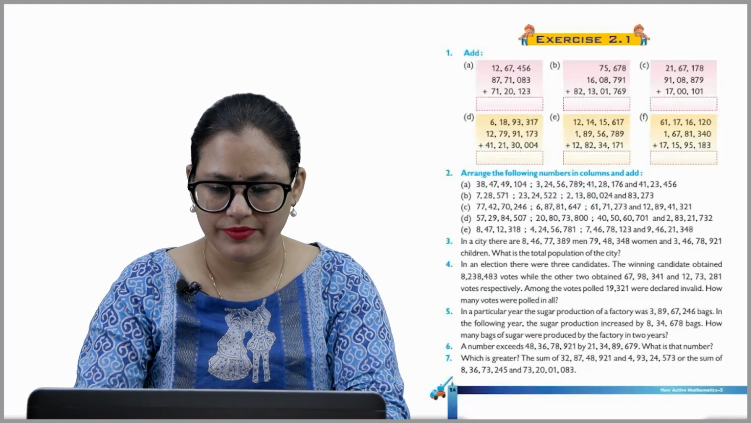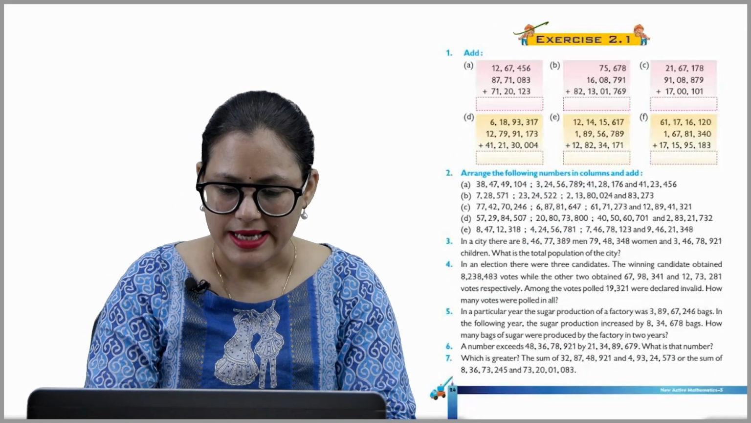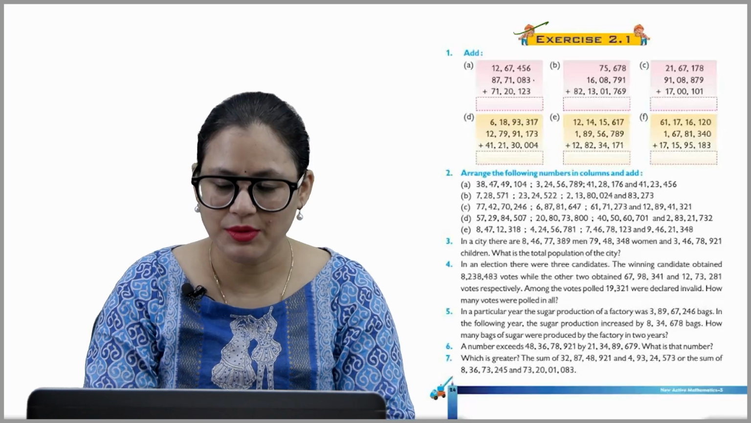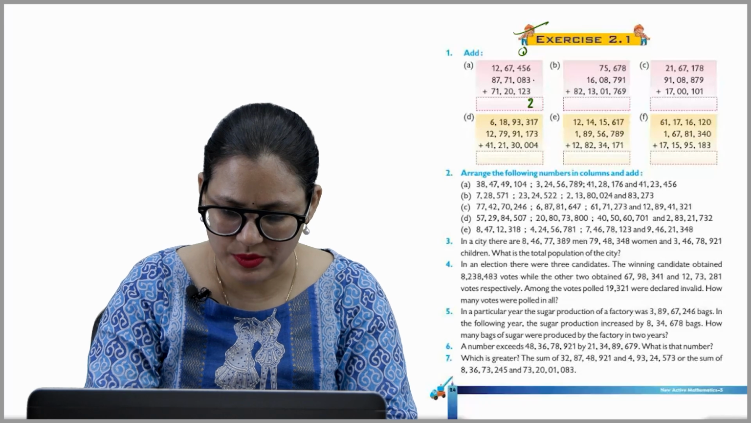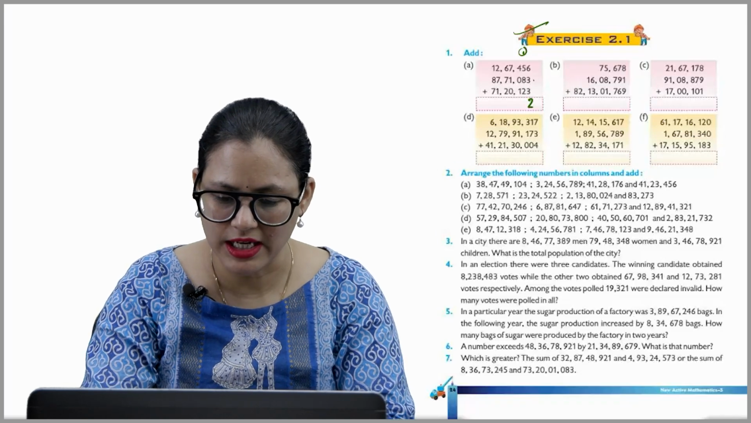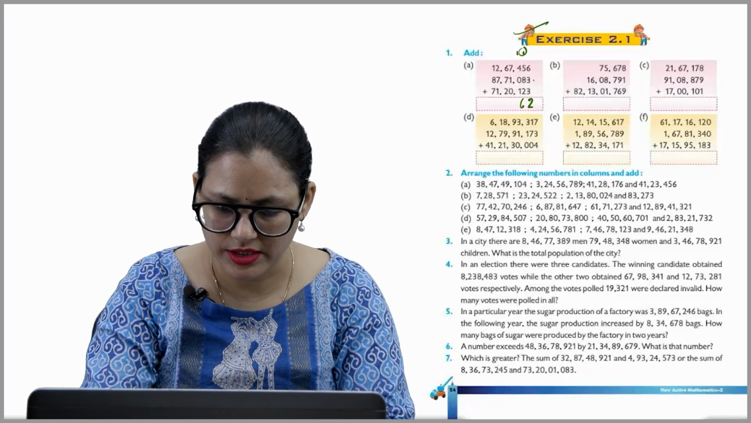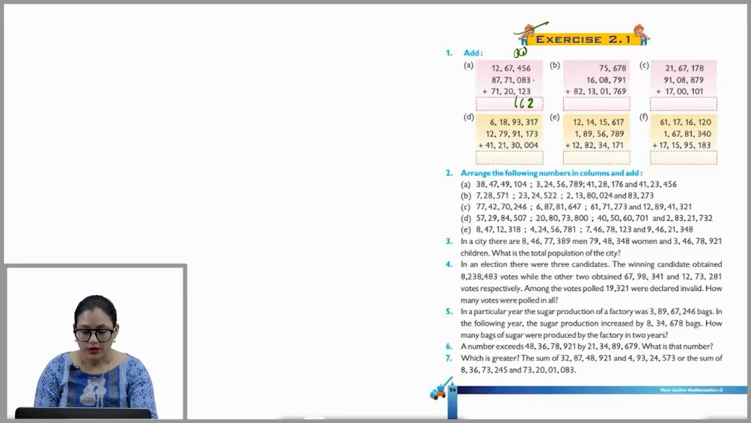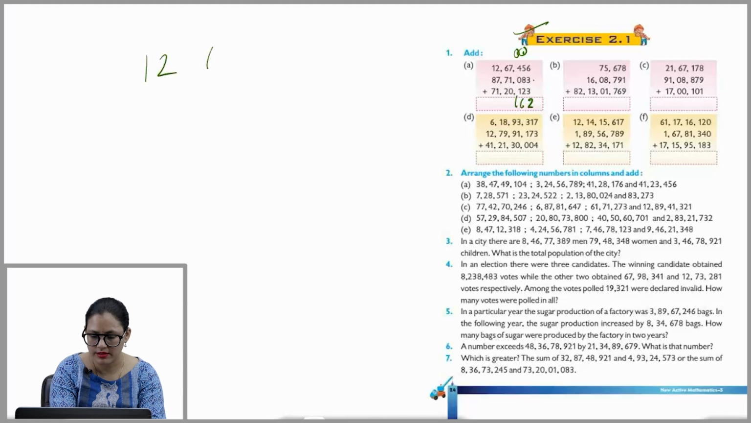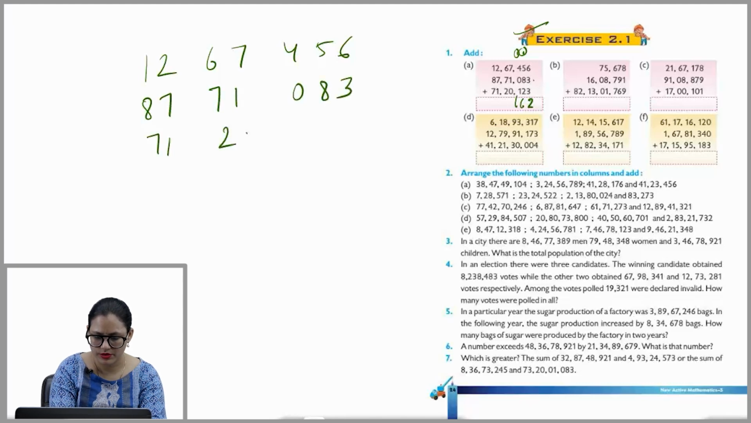Exercise 2.1, you have to add. So, let's add. 6 plus 3, 9 plus 3, 12, 1 carry over. 5 plus 1, 6 plus 8, 14 plus 2, 16, 1 carry. 4 plus 1, 5 plus 1, 6. Okay, let's do it here because there is some space problem. So, we will add here. 2, 1, 2, 3.